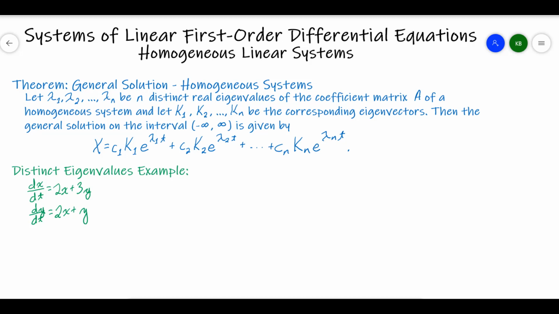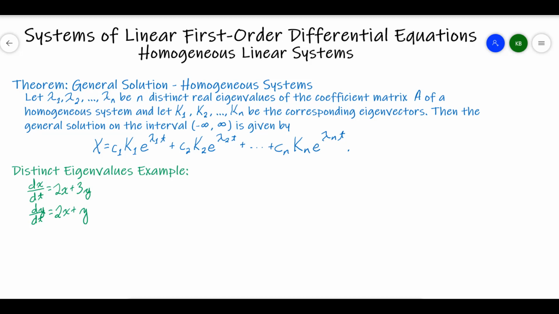Then, using those things, the general solution on an interval from negative infinity to infinity is given by x equals c1 k1 e to the lambda 1t plus c2 k2 e to the lambda 2t and so on up to cn kn e to the lambda nt.